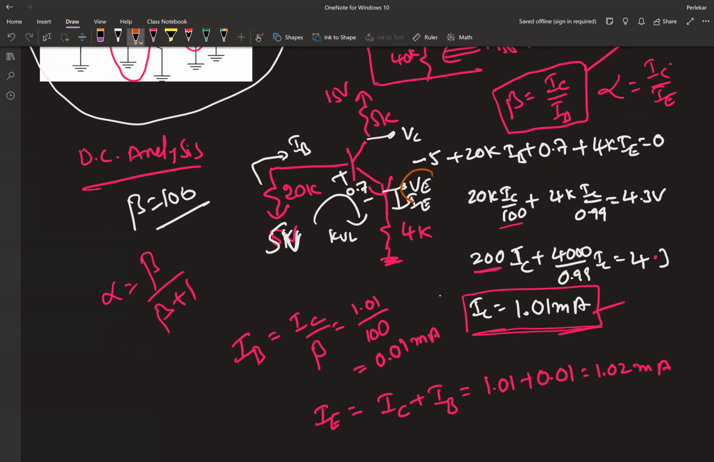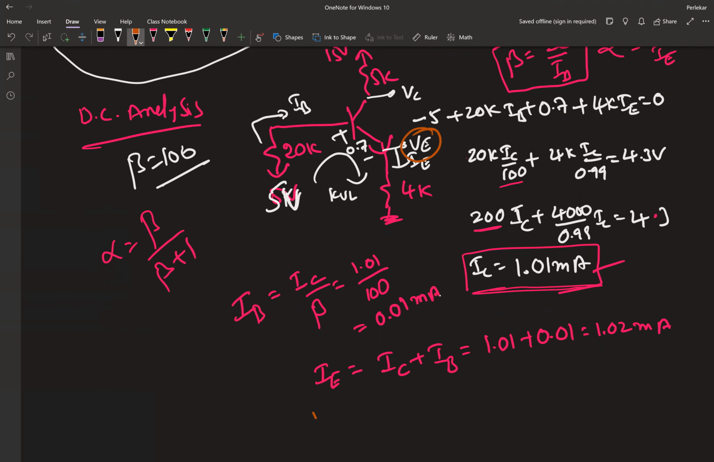Now I'm going to find VE, the voltage at that point. VE equals 4K times IE, so 4K times 1.02 milliampere. Approximately, how much is that? That's 4.08 volt. That's my VE.